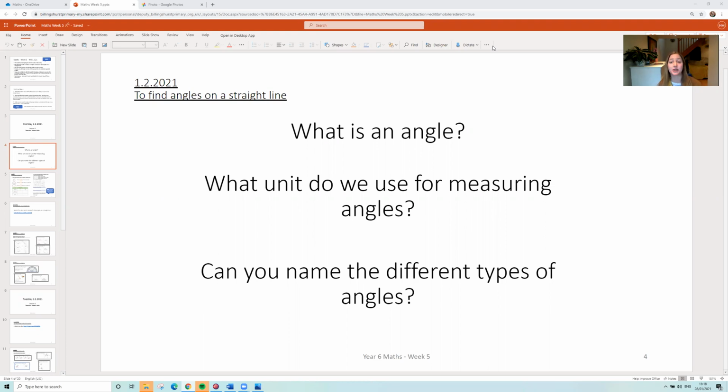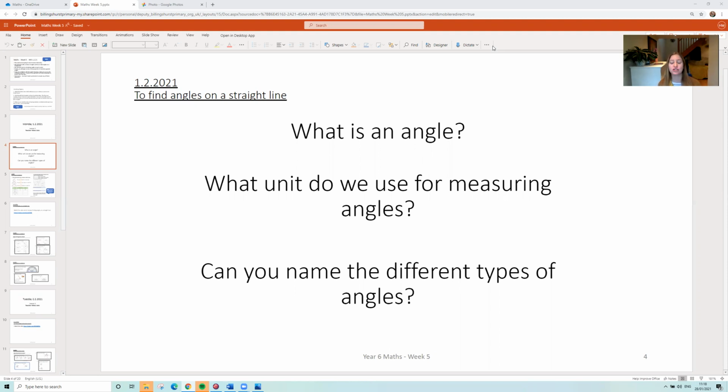So the first thing I want you to do is shout out at the screen, what is an angle? What is an angle? Tell me, shout out. I can't hear you, louder. Okay, thank you. So you're right. An angle is a measure of turn. I'm going to come on to this in a moment.